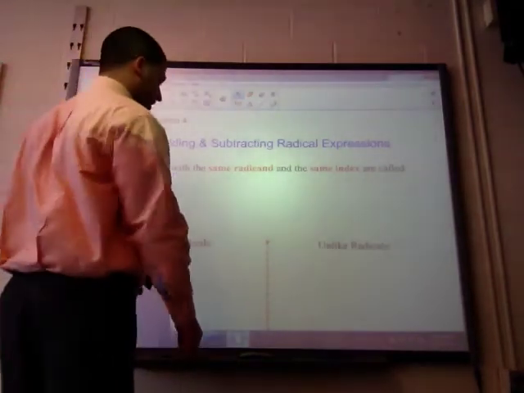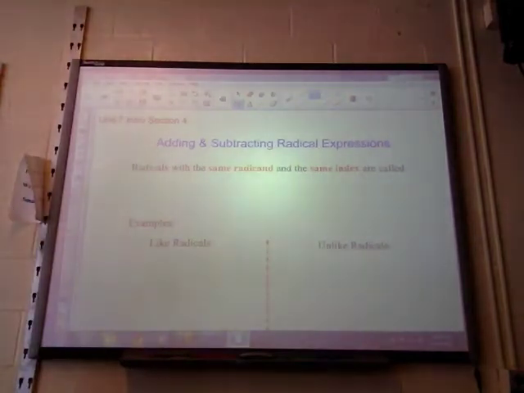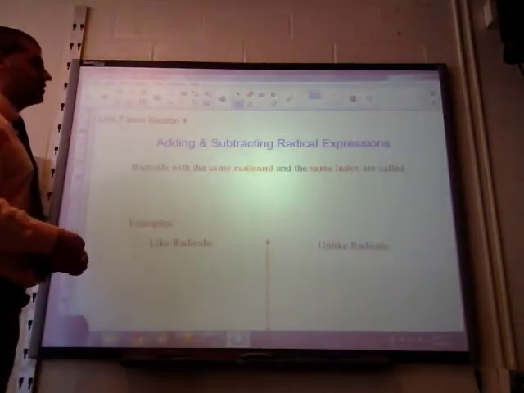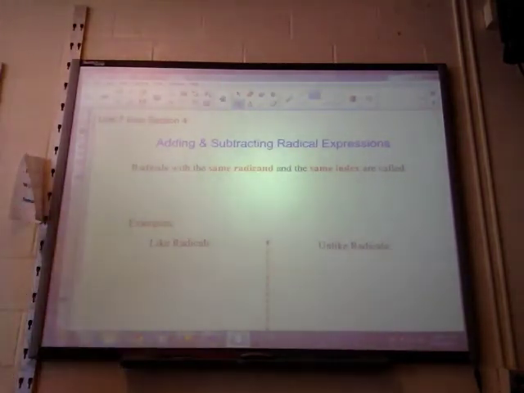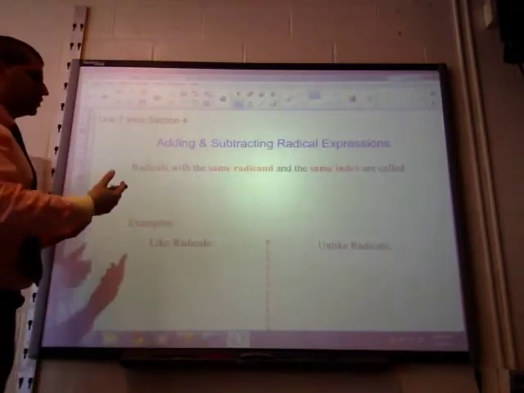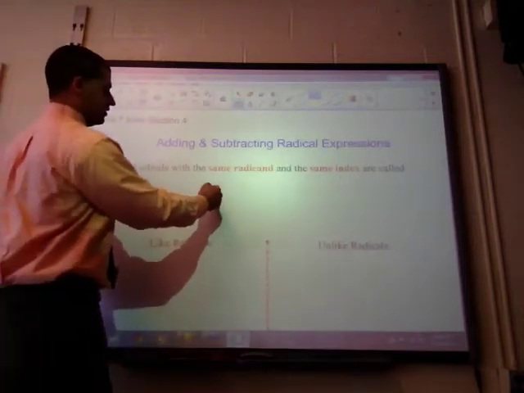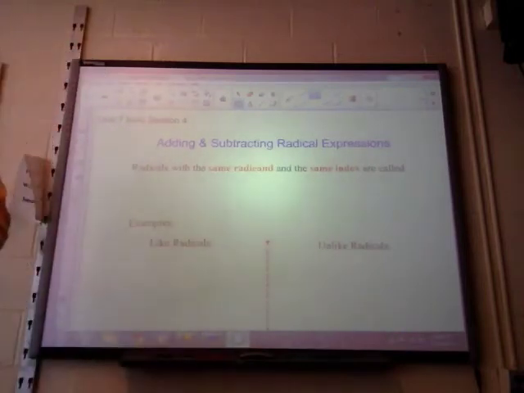Hey guys, here's a video on adding and subtracting radicals. So the requirement to add and subtract is that you have the same radicand and same index. Remember, the radicand is what's under the radical and the index is the little number on the outside. So whether it's a cube root or fourth root, square roots obviously don't have a number out there, but it's that little number on the outside that tells us what we're using.